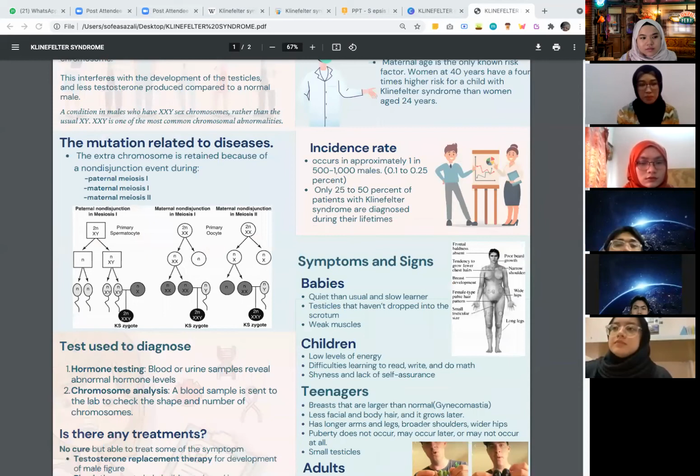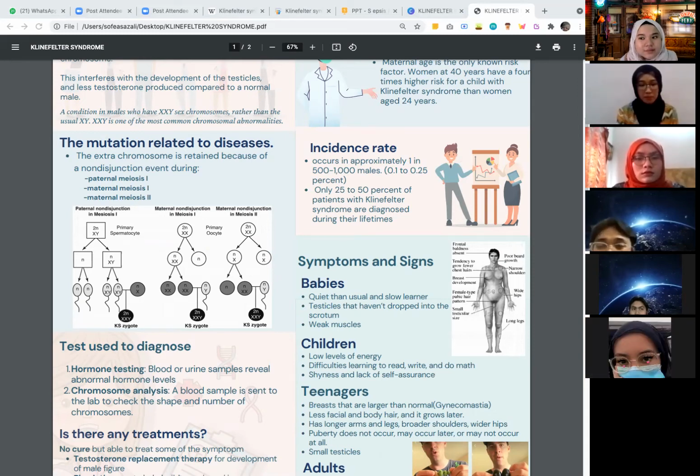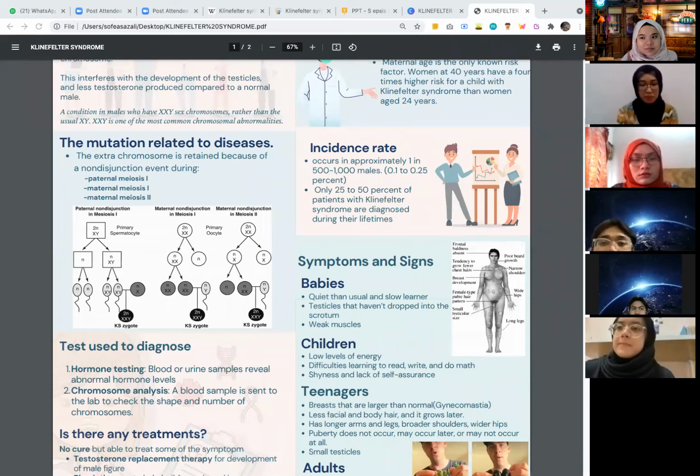Okay, thank you, Afifuddin. So I will talk about the mutation related to this Klinefelter syndrome. So this syndrome is because the extra chromosome is retained because of an event called a non-disjunction event. So basically, a non-disjunction event is where the homologous chromosomes and sister chromatids fail to separate during cell division. In Klinefelter syndrome, the non-disjunction event can occur in 3 situations, where the first one is the paternal meiosis 1, the next is maternal meiosis 1, and the last one is the maternal meiosis 2.